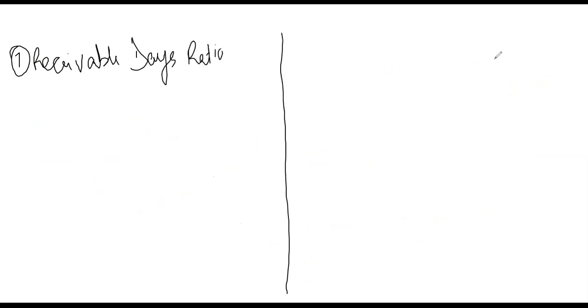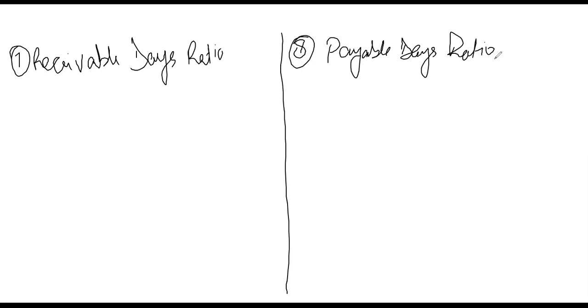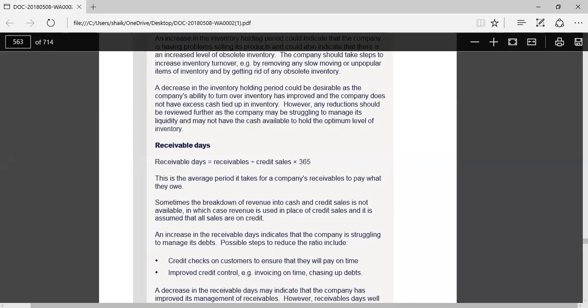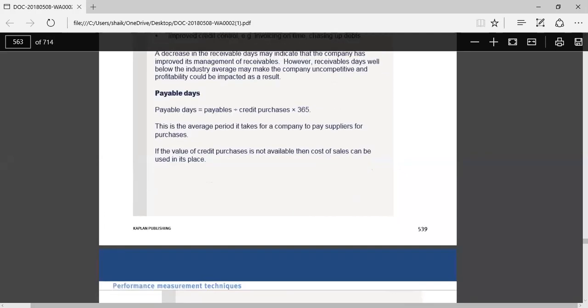I'm calculating receivable days and payable days ratios. How to calculate the receivable days ratio and how to calculate payable days: receivables divided by credit sales multiplied by 365, and for the payable days ratio, payables divided by credit purchases multiplied by 365.